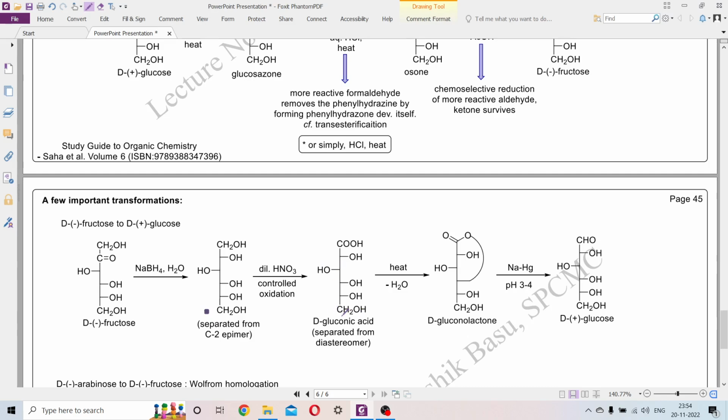So again, you have to carry out a tedious and laborious separation process, but by carefully controlling the reaction conditions and manually separating these products, you can end up with D-gluconic acid. Now you can heat this. Again, the lactonization takes place from the C4 OH, and you end up with D-gluconolactone, which on sodium amalgam reduction under carefully controlled pH will give you D-plus-glucose. So this is not very easy, in the sense that you have to make a separation here and here, and those things are not easy, but it is doable.